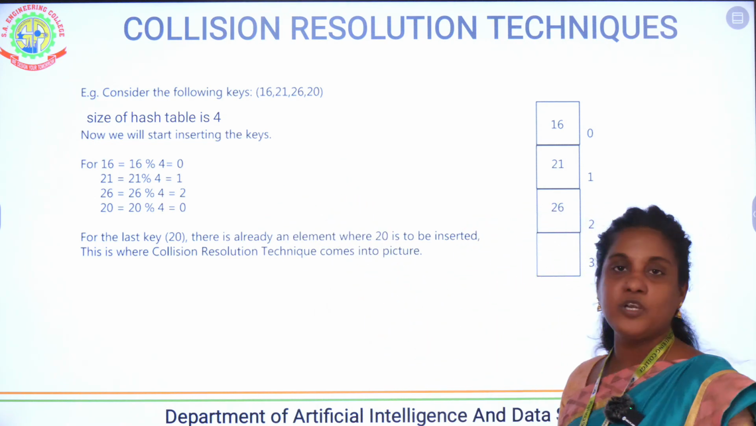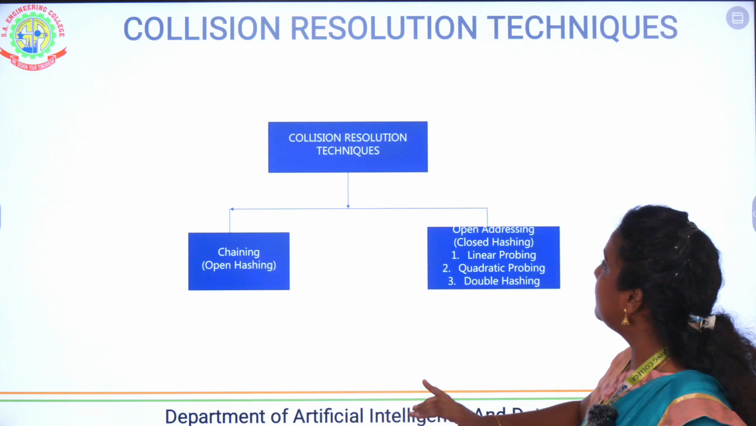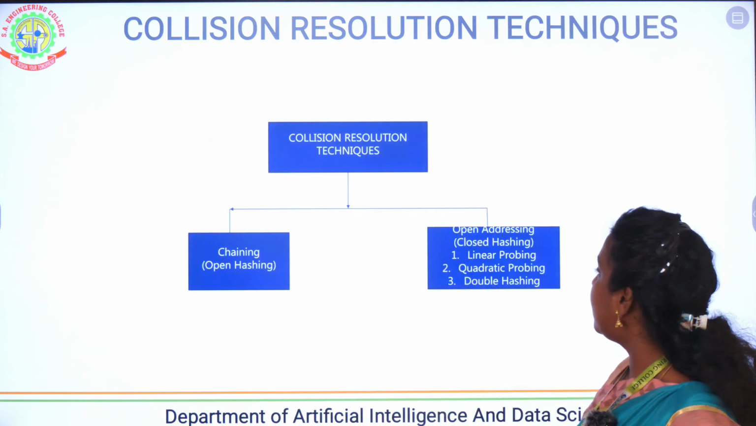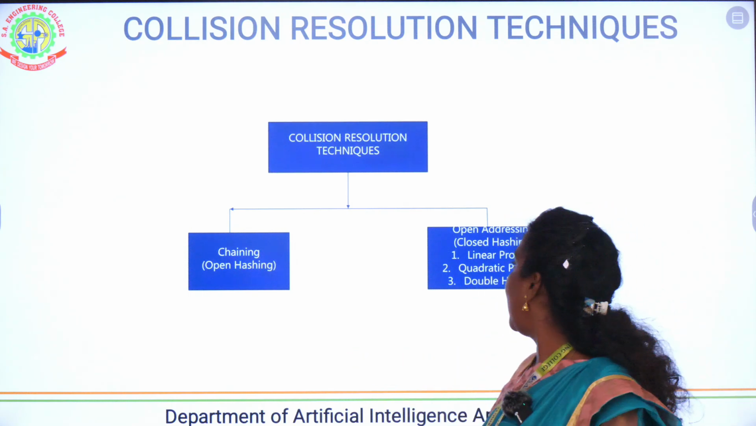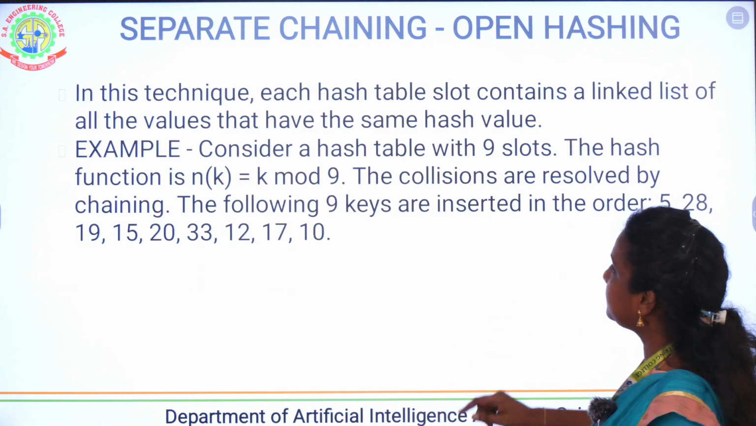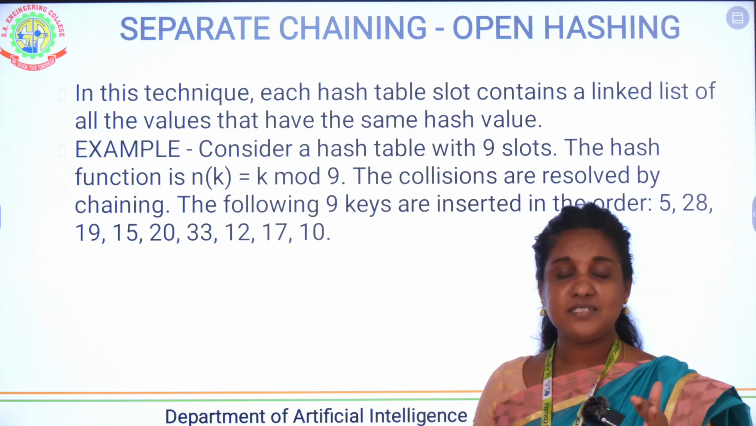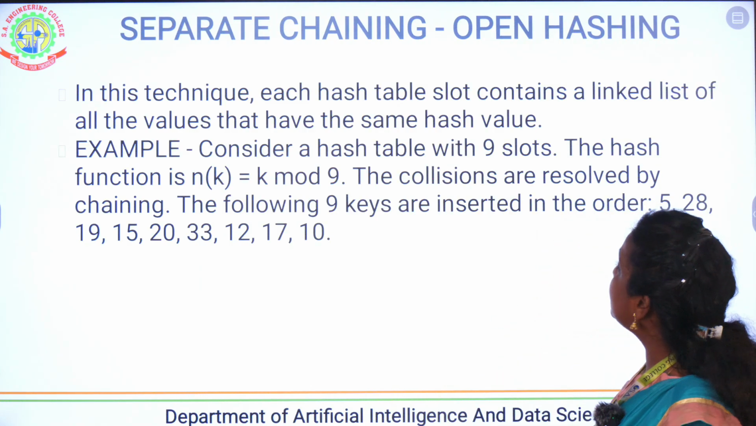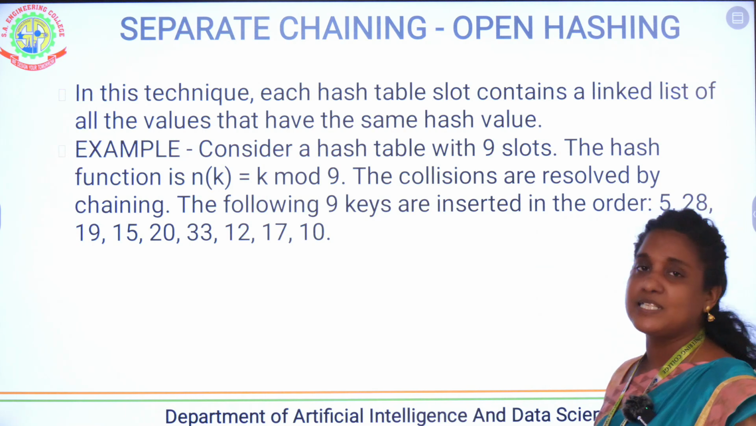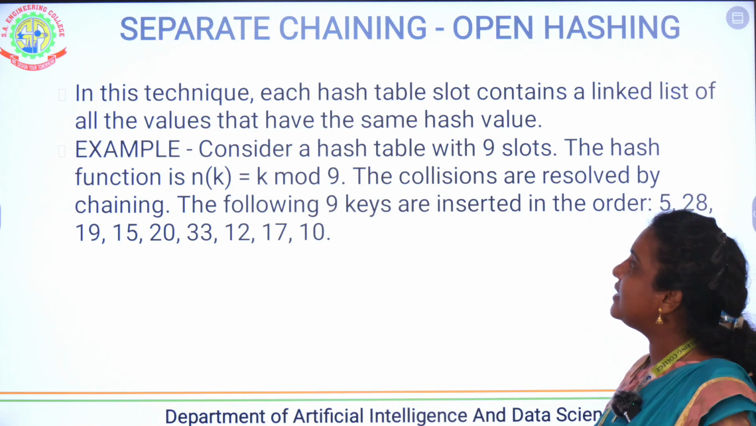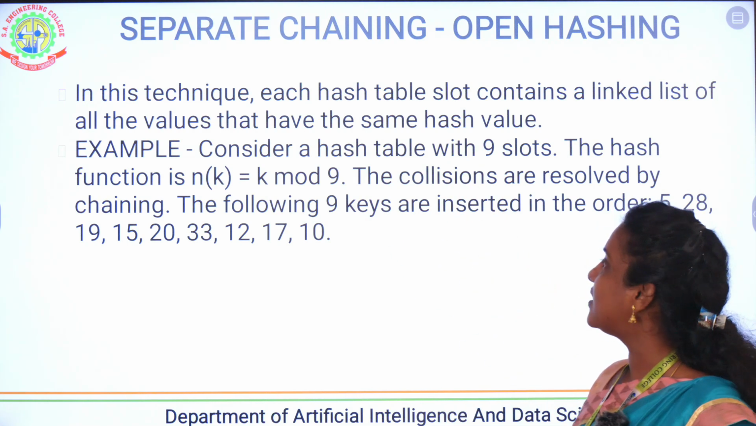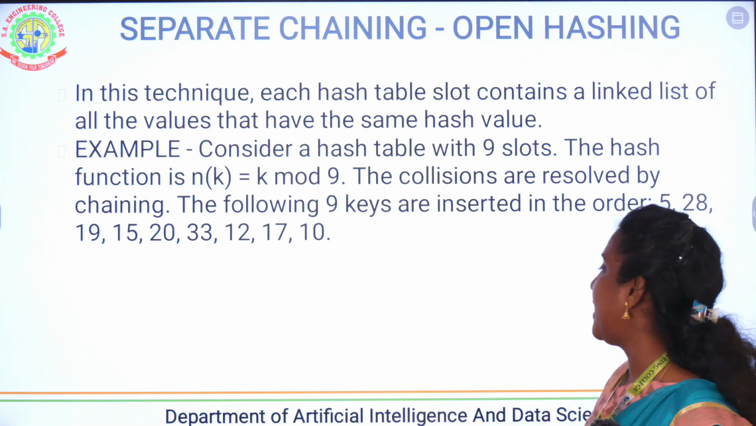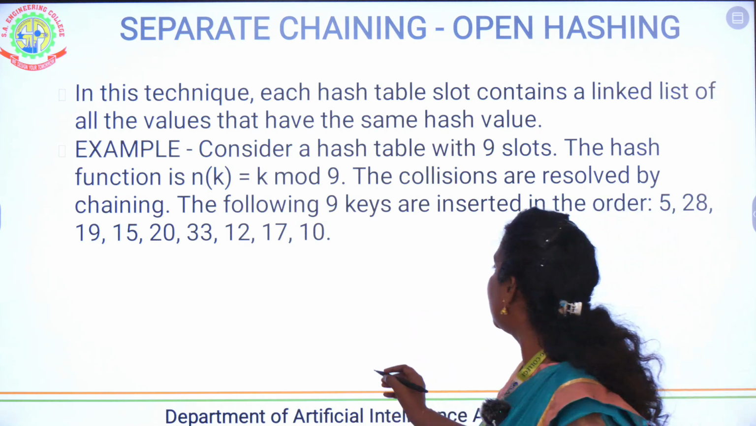So how am I going to overcome this collision? With the help of these techniques. There are 2 main techniques: one is open hashing, another one is closed hashing. We will see these techniques one by one. First one is open hashing, which is nothing but separate chaining. Here each hash table slot contains a linked list of all the values that have the same hash value.